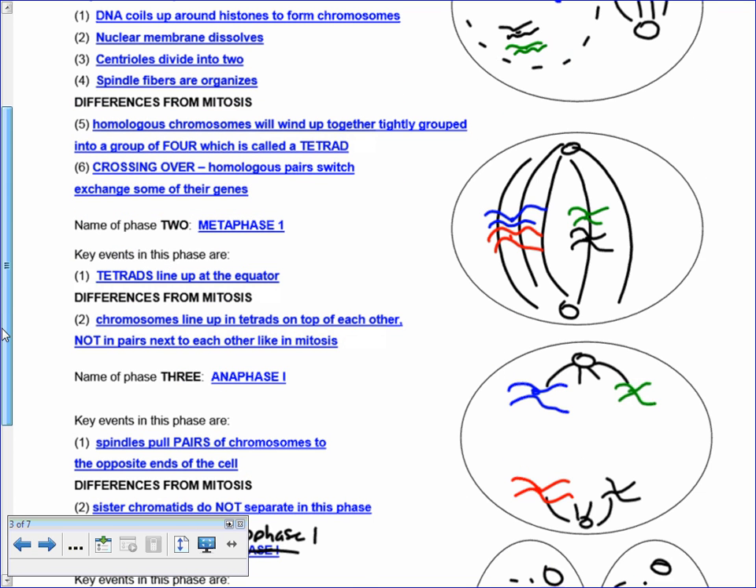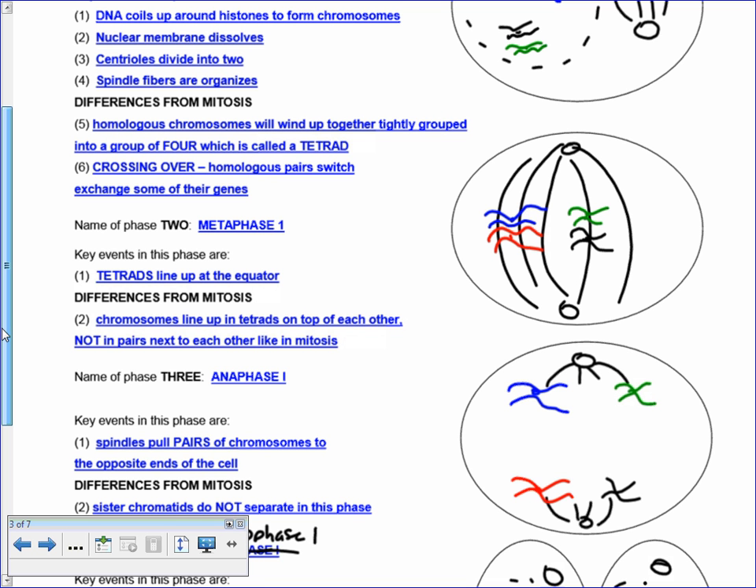Big difference is how they line up during metaphase 1. During metaphase 1, they line up on top of each other, not next to each other. The homologs, that is. If this was mitosis, the homologs would all line up independently in pairs. You might have the red long ones, then the short black ones, then the long blue ones, then the short green ones. They'd all be side by side in pairs. That's not what's happening here.